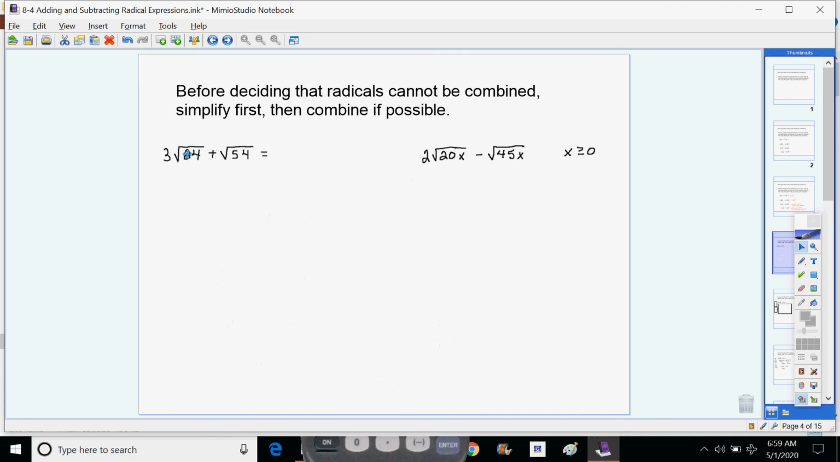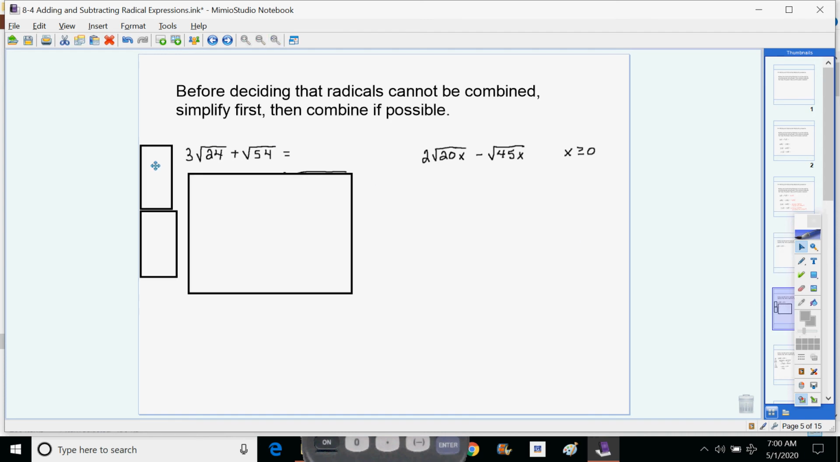Okay, now these appear to have different radicands, but before you can make your final decision whether you put them together, you do need to simplify. So remember we did the factor tree thing where we simplified? We need to do that again.